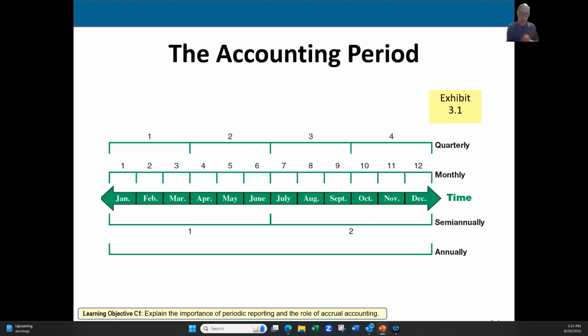Oftentimes, we use months, years. Those are the most commonly used accounting periods, months and years. Every month, we make the journal entries. We record the transactions as they happen. So we do that every month. At the end of that month, we go through the closing process, and then at the end of the year, you can see a complete record of everything that happened during that year. So that's the idea behind the accounting periods.